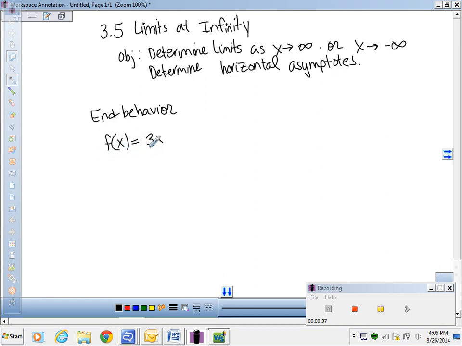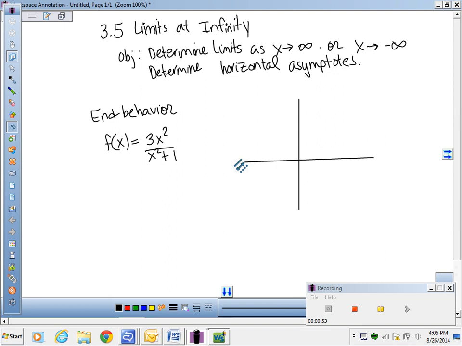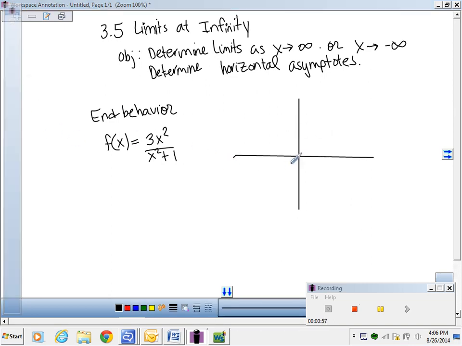So let's take the case of f of x equals 3x squared over x squared plus 1. Okay? So when I graph it, it'll look something like this. Let me do a quick sketch of it. I will have a horizontal asymptote at 3, and I'll show you how to find those horizontal asymptotes. And your graph looks something like this.